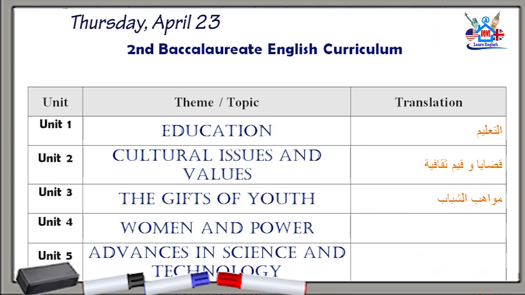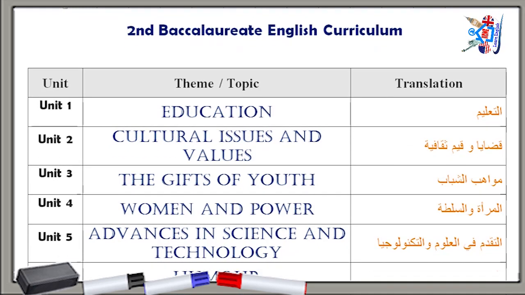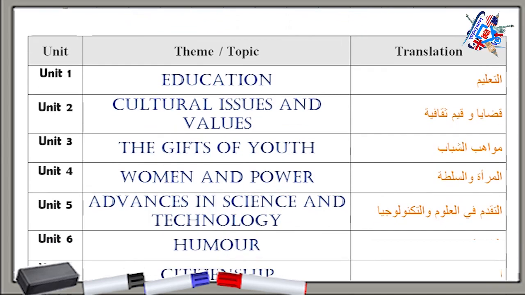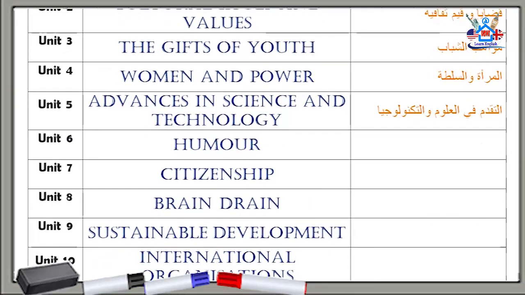Unit number 4 is about women and power, المرأة والسلطة, femmes en pouvoir, if you like. Number 5 talks about advances in science and technology, التقدم في العلوم والتكنولوجيا, les progrès scientifiques et technologiques. Unit number 6 tackles the topic of humor, الفكاهة, l'humour.